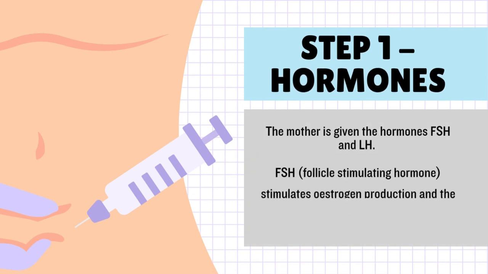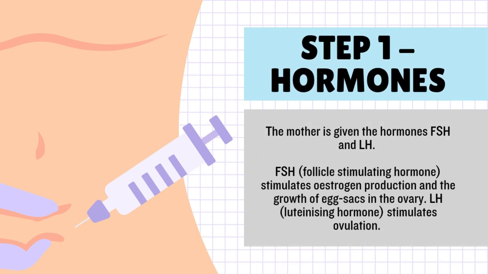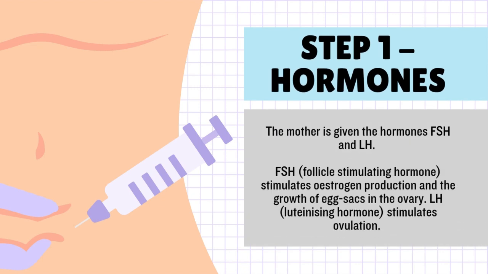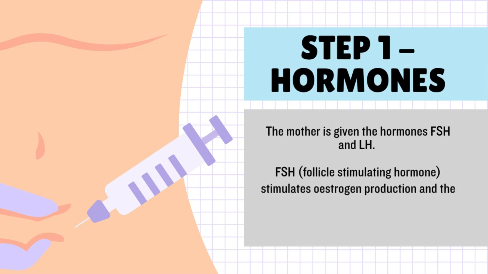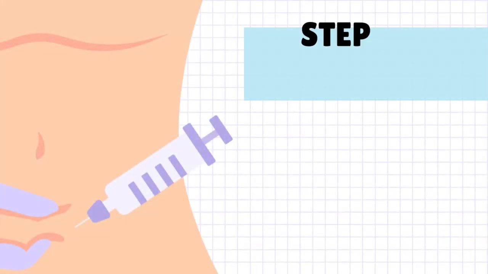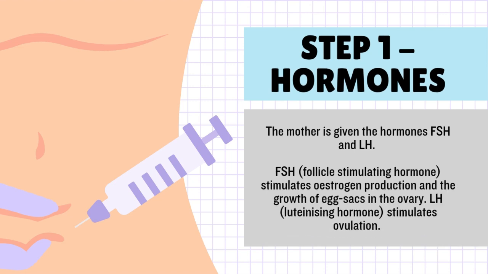Step 1. Hormones. The mother is given the hormones FSH and LH. FSH, follicle stimulating hormone, stimulates estrogen production and the growth of egg sacs in the ovary. LH, luteinizing hormone, stimulates ovulation.